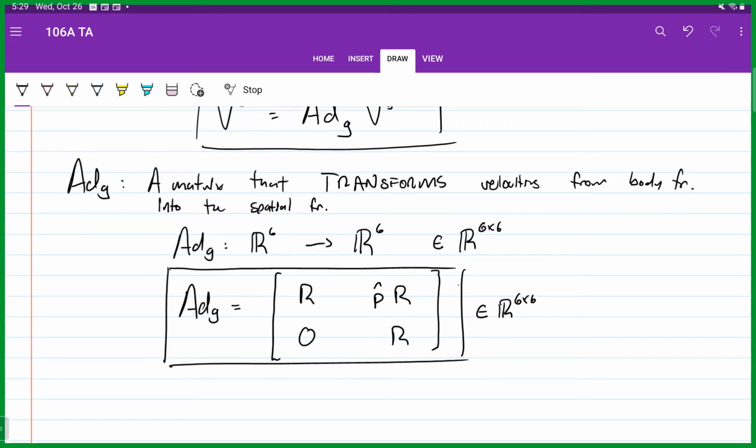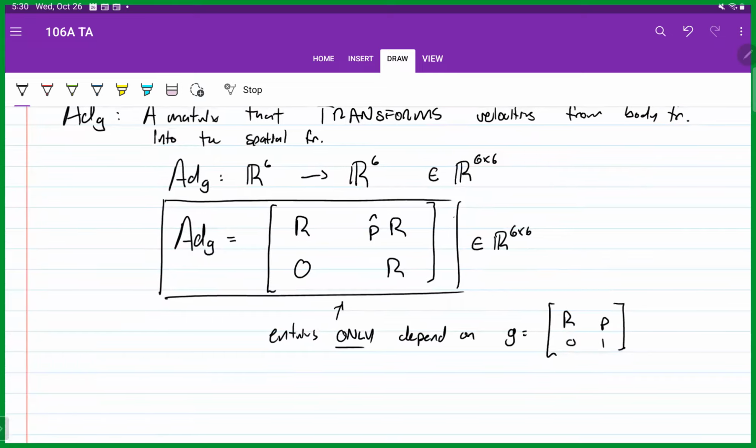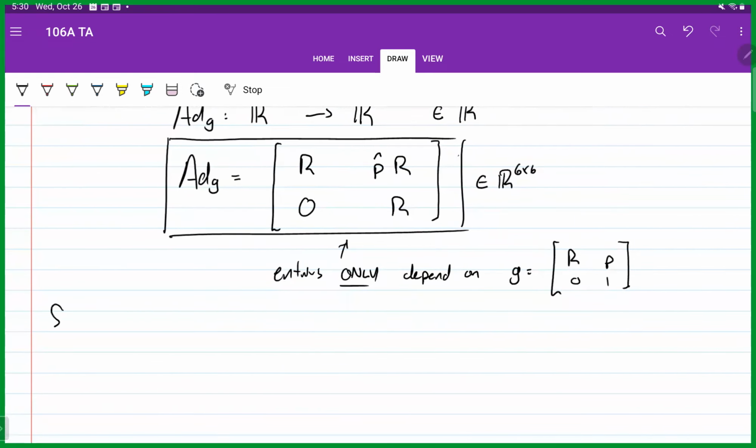It's called the adjoint of G because all the entries in this matrix only depend on the entries of our matrix G, where G was that matrix R, p, 0, 1. Let me just write a quick summary of what we have up here.